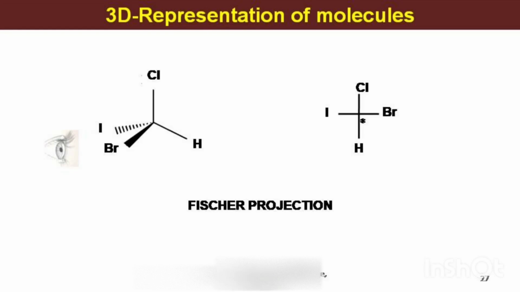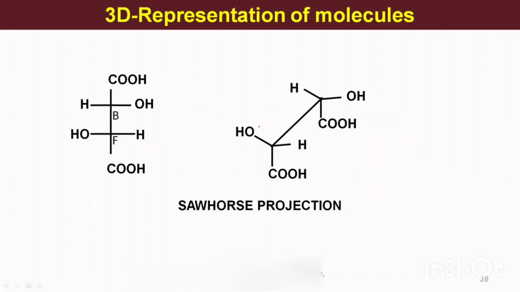Okay, the next one is the Sawhorse projection. The Sawhorse projection formula indicates the arrangement of all the atoms or groups on two adjacent carbon atoms. The bond between the two carbon atoms is drawn diagonally and of relatively greater length for the sake of clarity. The lower left hand carbon is taken as the front carbon, or towards us, and the upper right hand carbon as the back carbon, or away from us.